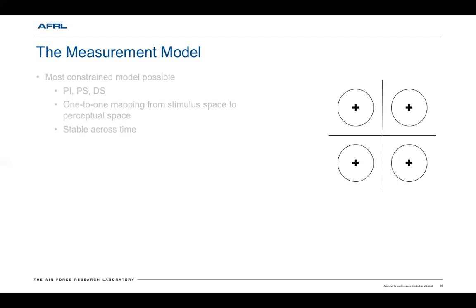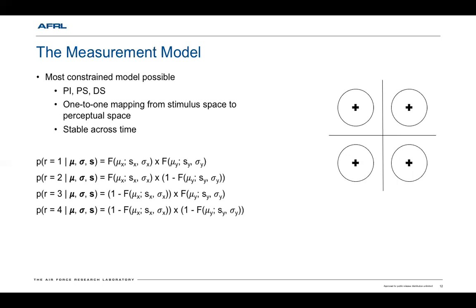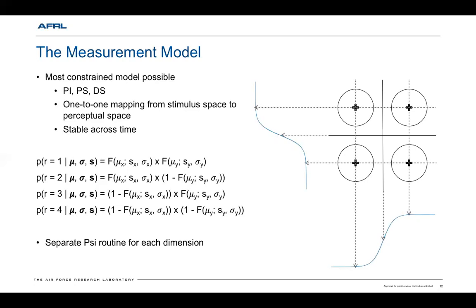To simplify the computations in the adaptive procedure, we constrain the measurement model to be as simple as possible. We assume all three types of independence and separability. This allows us to calculate the probability of each response as the product of certain combinations of cumulative density functions. Furthermore, because the measurement model assumes complete independence between dimensions, a separate psi routine may be used to calibrate each dimension in parallel. To visualize this procedure, consider the graphic at the right. The decision bounds are functionally equivalent to the psychometric function's location, and the distance between each stimulus is akin to its spread. These are in effect the parameters estimated by the measurement model.